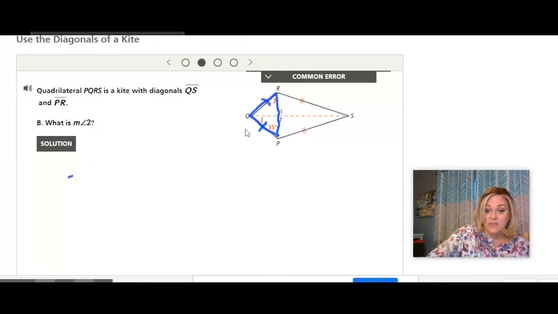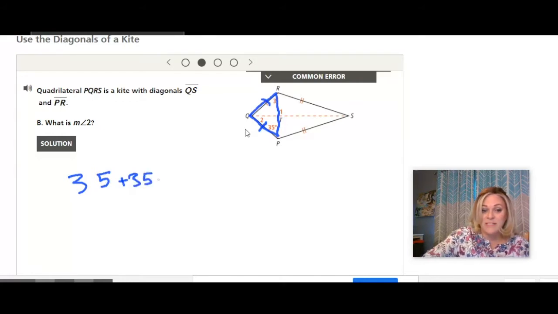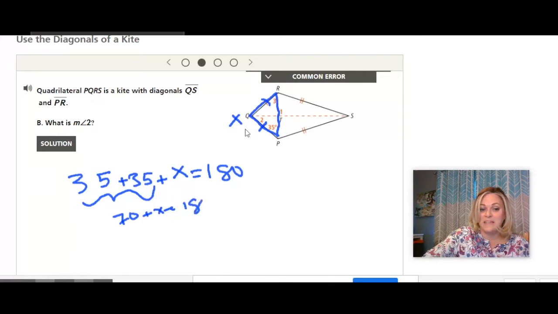So that means you have 35 plus 35 plus this angle 2, which we don't know. So I'm going to say plus, we'll just call it X. So this whole thing equals 180 because it's a triangle. When you combine like terms and solve, you have 70 plus X equals 180. Hopefully you can read that. Subtract 70 on both sides.